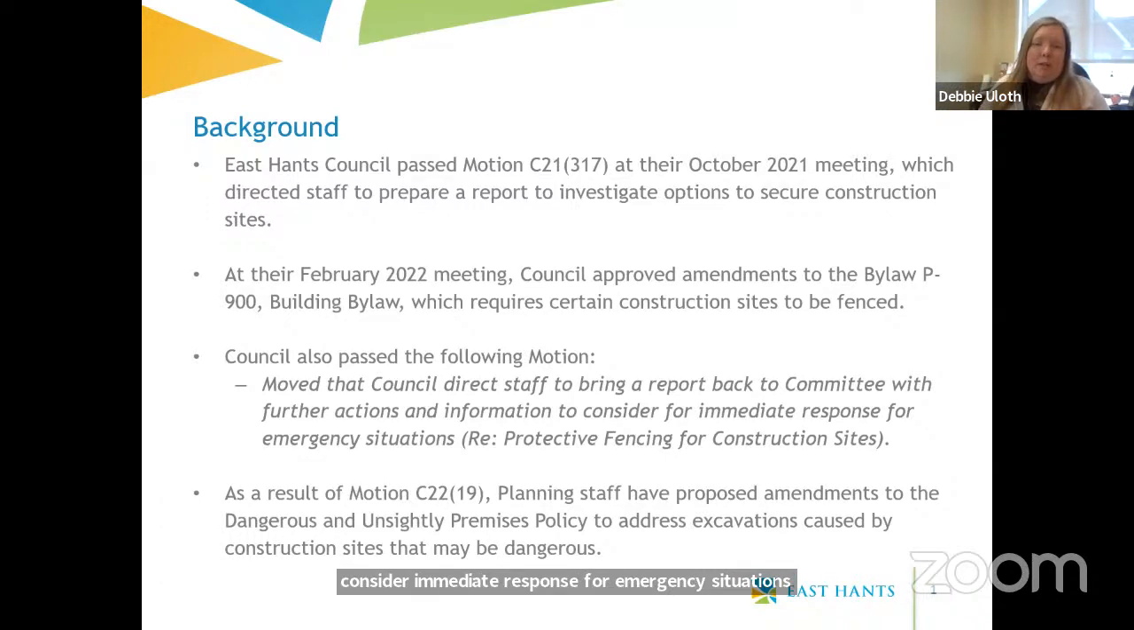As a result, staff have proposed amendments to the dangerous and unsightly premises policy to address excavations caused by construction sites that may be dangerous. Council has a dangerous or unsightly premises enforcement policy that delegates council's authority to act on dangerous or unsightly properties to the administrator of the policy.